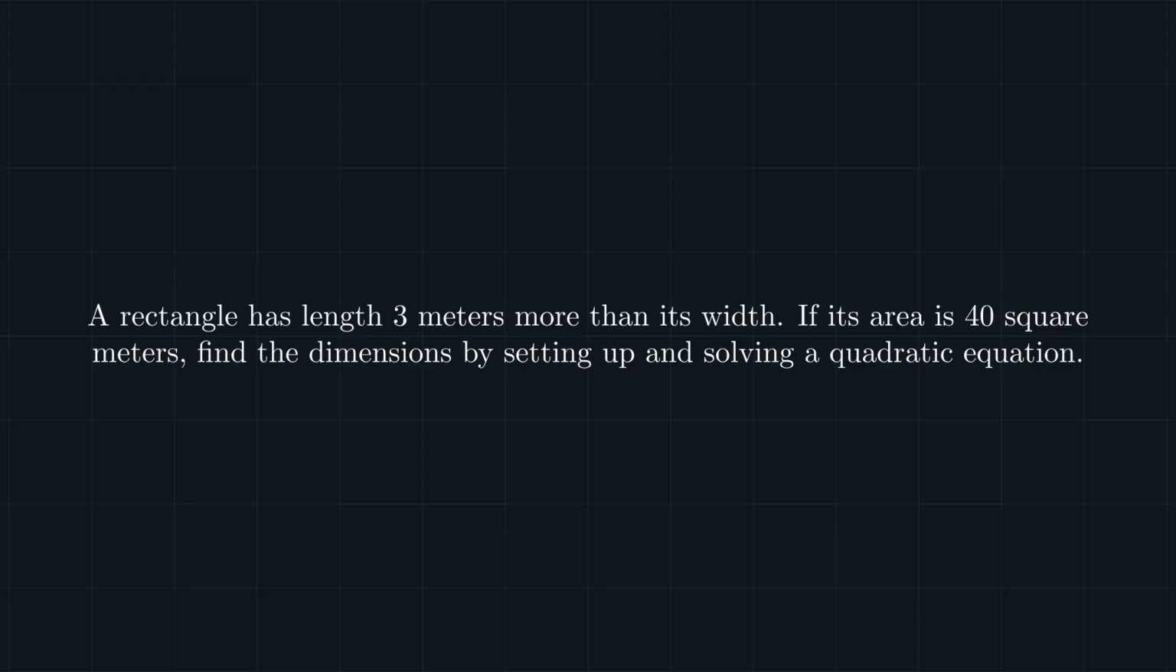A rectangle has length 3 meters more than its width. If its area is 40 square meters, find the dimensions by setting up and solving a quadratic equation.